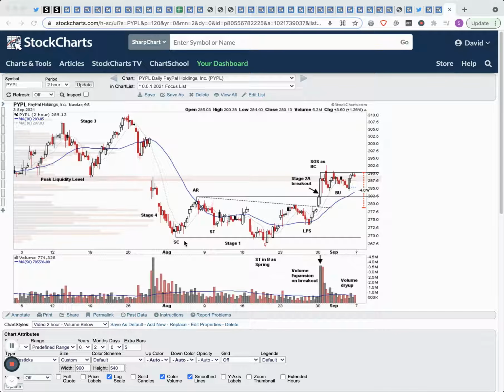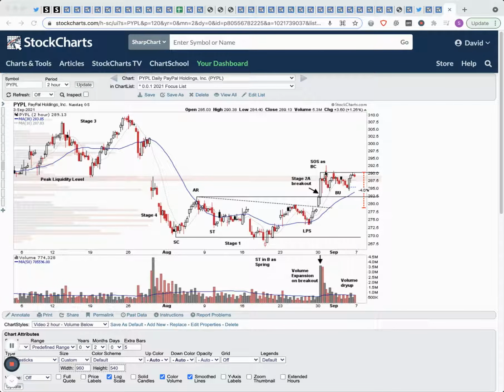So you've got a selling climax down here and an automatic rally and secondary test. Then you had a secondary test in phase B as a spring down here. Then a last point of support. And then we had a stage 2A breakout here on volume expansion on the breakout. And in the Wyckoff method, that's considered a sign of strength rally.